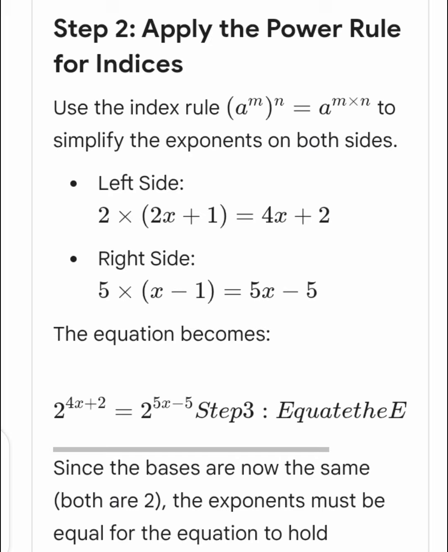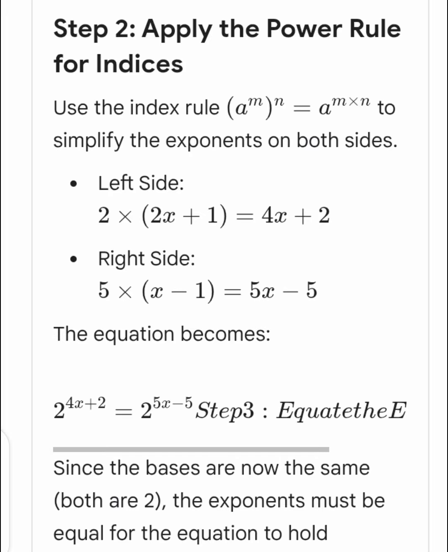So on the left side, we multiply that 2 by the entire term, the 2x plus 1. You have to distribute it. And that gives us a new exponent of 4x plus 2. Okay, I see. And then on the right side, it's the same idea. The 5 gets distributed across the x minus 1. Yep, which leaves you with a new, much cleaner exponent of 5x minus 5. So our whole equation now reads 2 to the power of 4x plus 2 equals 2 to the power of 5x minus 5.